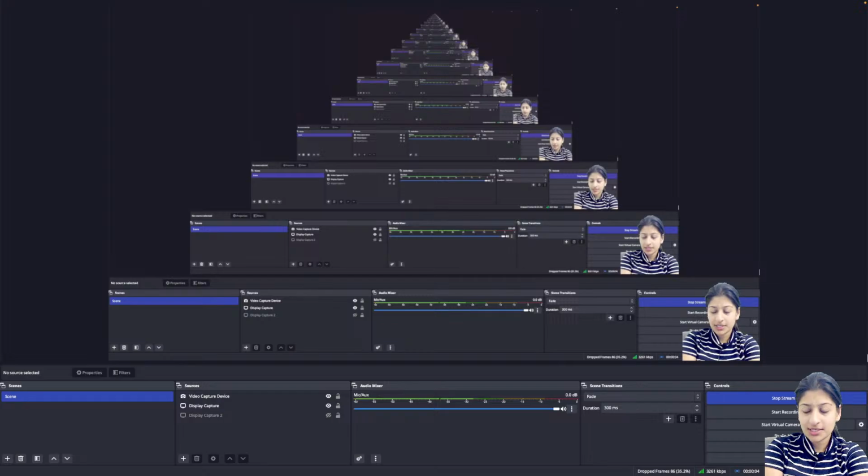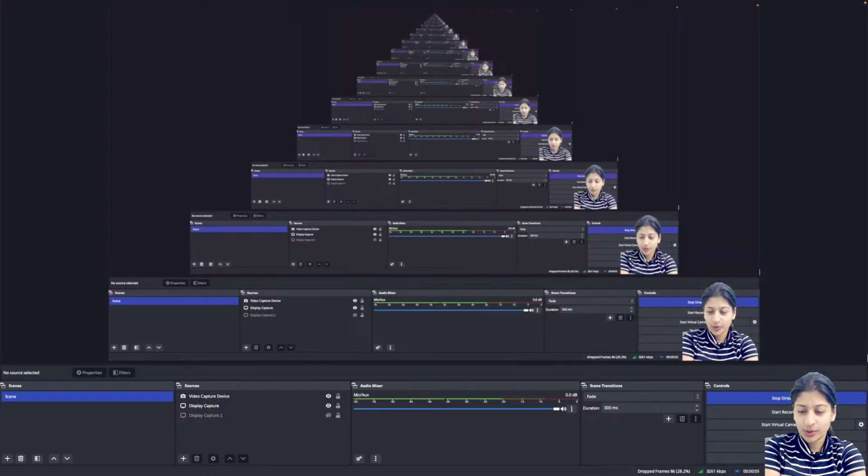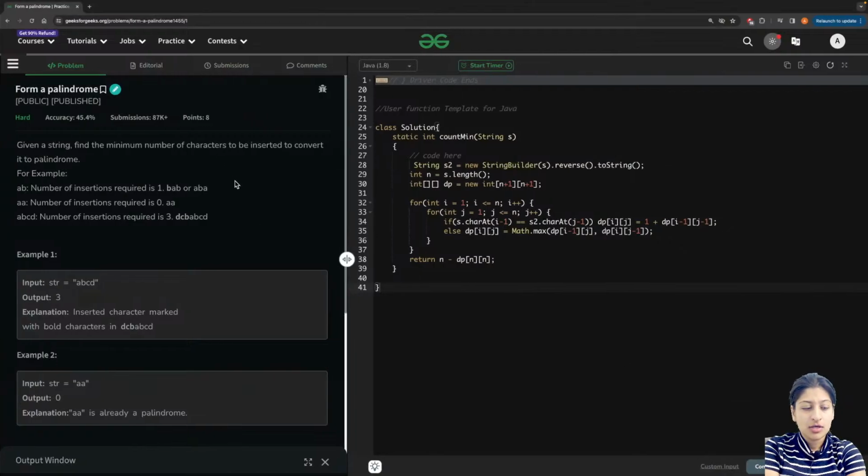So today we will be discussing another important problem from our DP section. I'll quickly show you the problem statement. From your SD sheet you can find this problem, form a palindrome. Don't have a look at the code, it will look very simple to you. But let's understand what goes behind this.